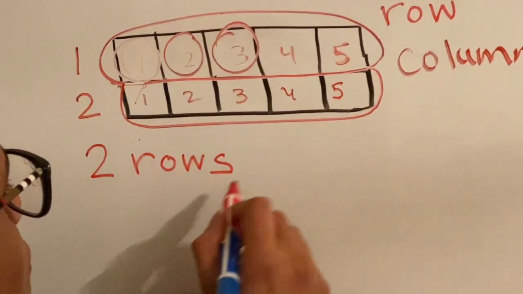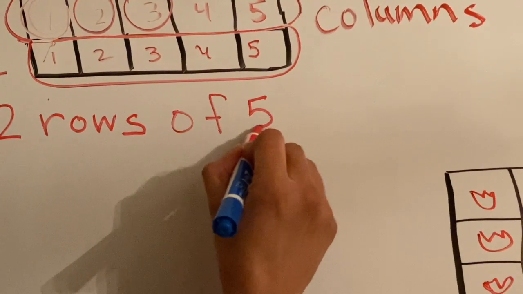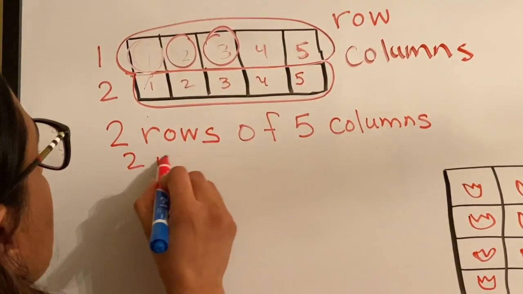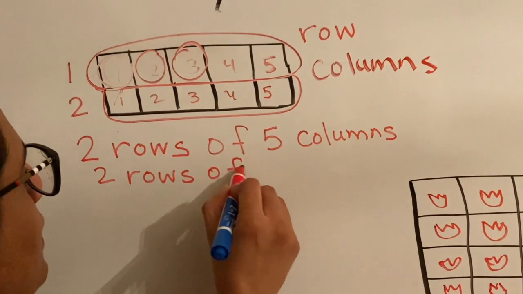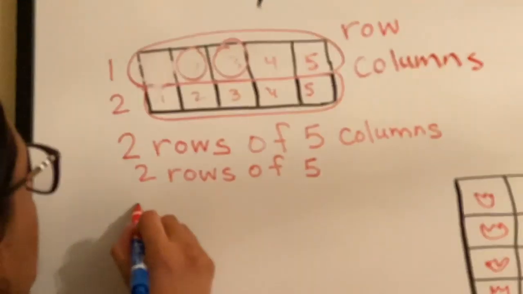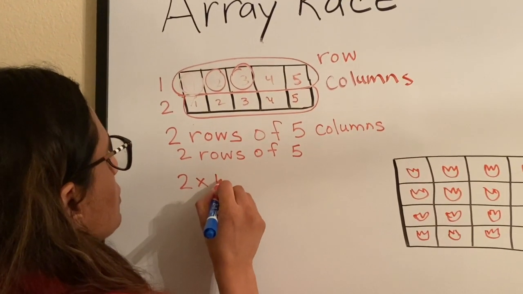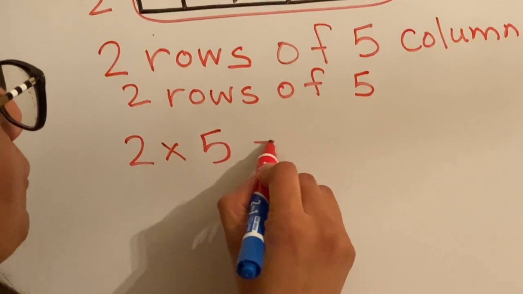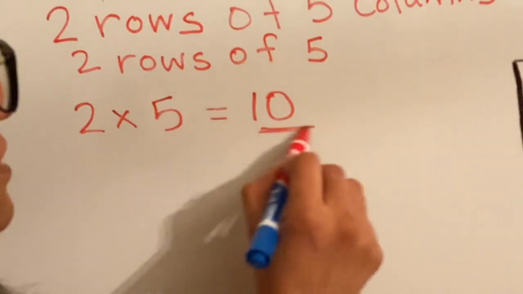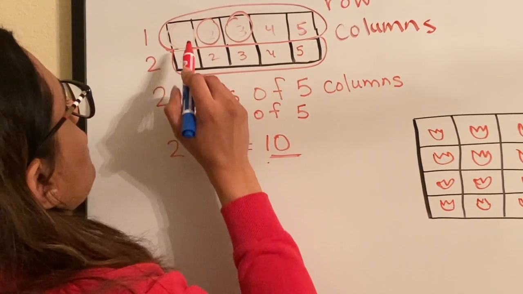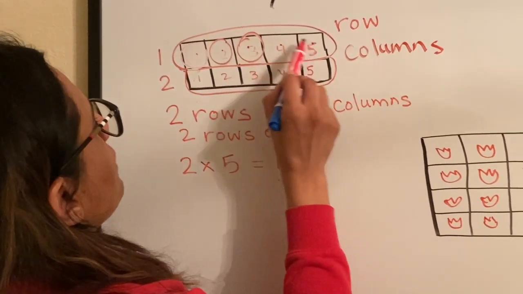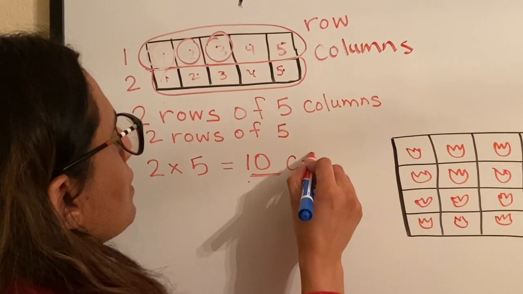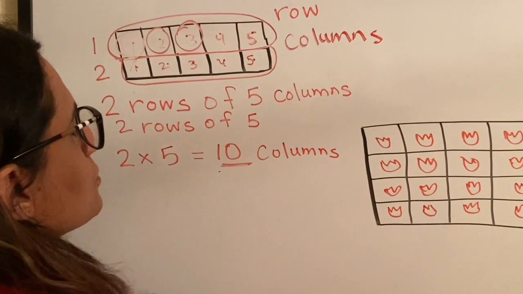So I have 2 rows of 5 columns. Or I can simply write 2 rows of 5. And in my mathematical equation or math problem, I can write 2 times 5, which is 10. Now I want to see, is my answer correct? Is it 10? So I will count 1, 2, 3, 4, 5, 6, 7, 8, 9, 10. So in total I have 10 all together.